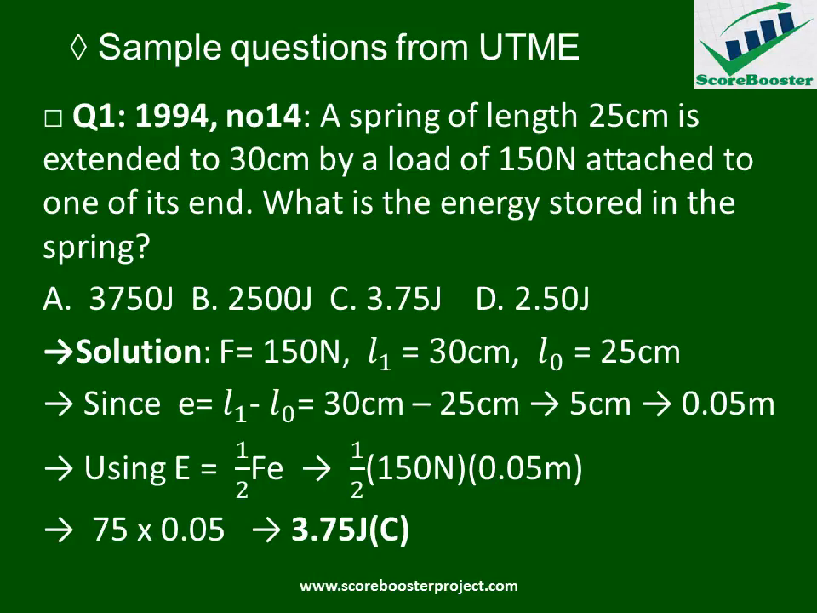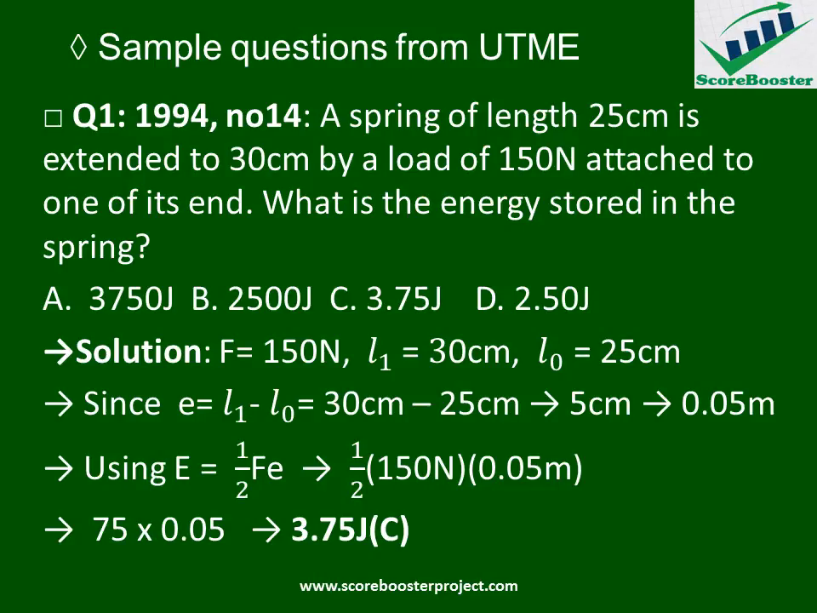So you have option A to be 3750 joule. Option B is 2500 joule. Option C is 3.75 joule, while option D is 2.50 joule. Now on to the solution. As usual, the first thing to write out is the given parameters, and from the question we're given the force F to be 150 Newton. Then we are also given the new length to be 30 cm, while the original length is 25 cm.